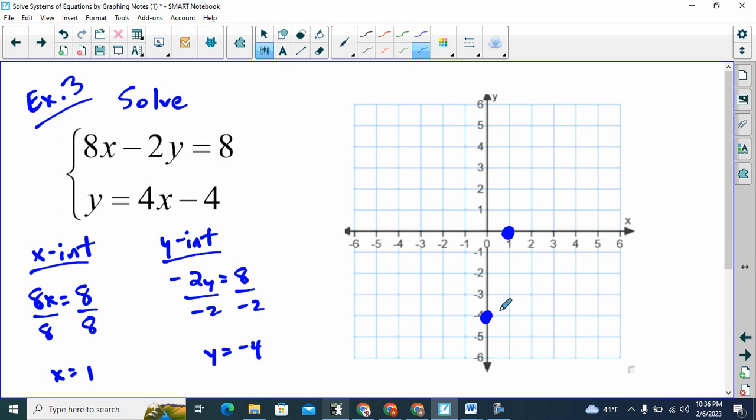Again, 2 points isn't a bad graph. Another point or 2 would be good. We can use this slope, 1, 2, 3, 4 over 1. Continue doing that, up 4 over 1. And we have filled up the whole graph, so we can draw our line in.